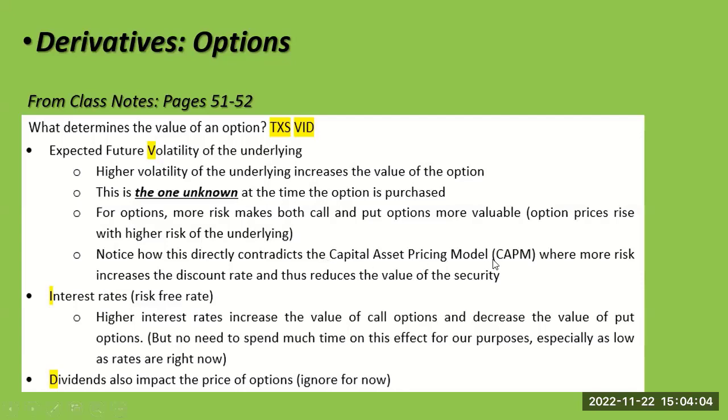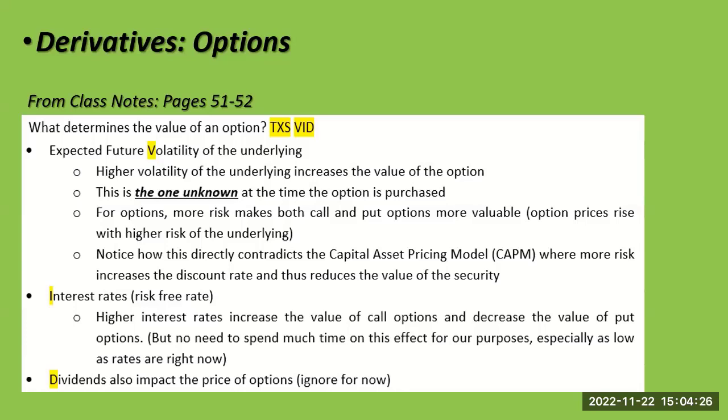So very different in CAPM, where more risk reduces the value of things. Here, more risk increases the value of the option. Interest rates are not that critical, but especially right now, interest rates are still relatively low. They're not as low as they were, but they're still relatively low. But it's the same thing we saw with futures.